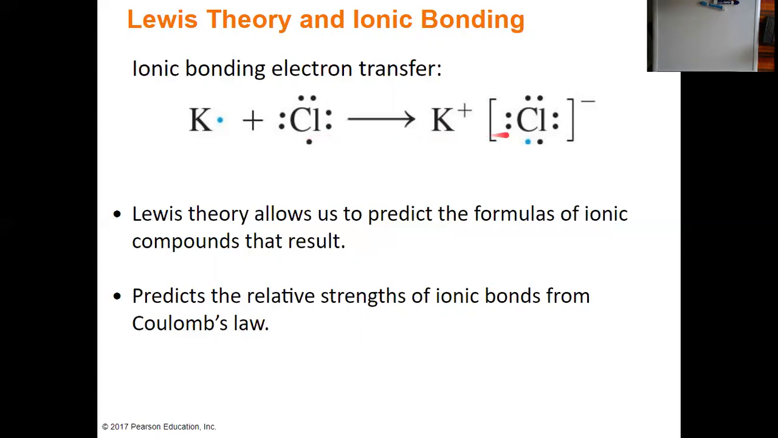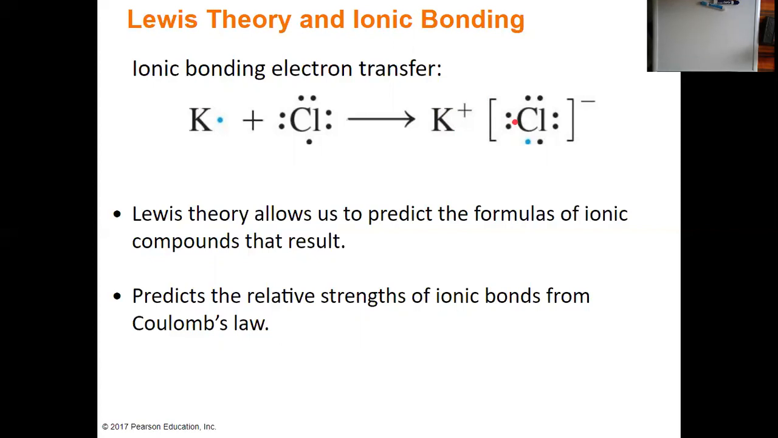Now, when we're drawing ionic compounds, notice that we're not drawing a line between them. That's because a line between them would represent electrons that are being shared. That's not what's happening here. We're transferring electrons and we're ending up with a cation and an anion. You can imagine that they're bound together by charges instead.